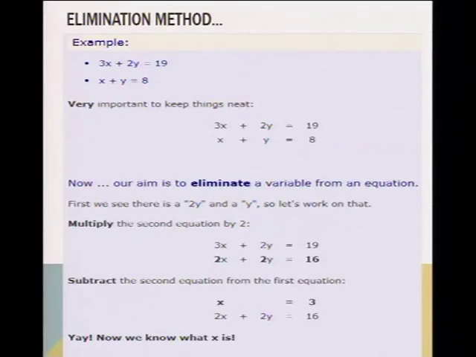Now 2y and 2y can eliminate each other. How do you eliminate it? By subtracting one from the other. 2y minus 2y will give you 0. Because you are subtracting the 2y and the 2y so that it becomes 0, you are also going to subtract all the other terms.